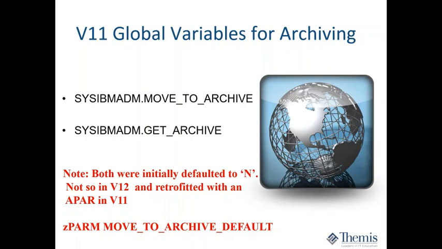The global variables that I talked about a minute ago, as I said, IBM is using these in place of what we might have used special registers for. So there's two IBM supplied global variables called SYSIBMADM.MOVE_TO_ARCHIVE and SYSIBMADM.GET_ARCHIVE that control the behavior of these tables that are enabled for transparent archiving. So if I have MOVE_TO_ARCHIVE set to yes, and then I do a delete on an archive-enabled table, DB2 will automatically copy the deleted row to the archive rather than straight up delete it.